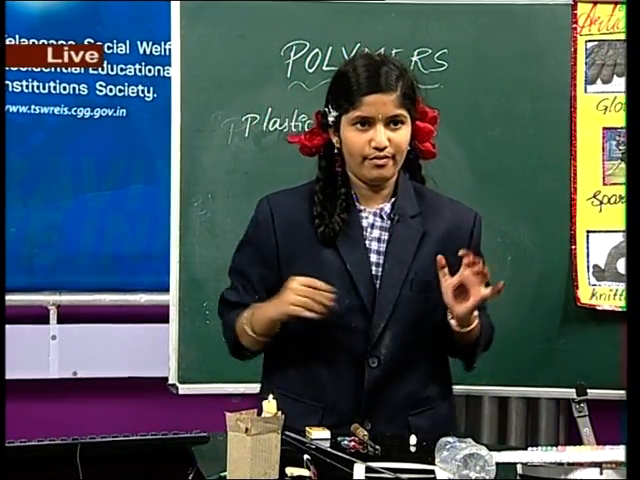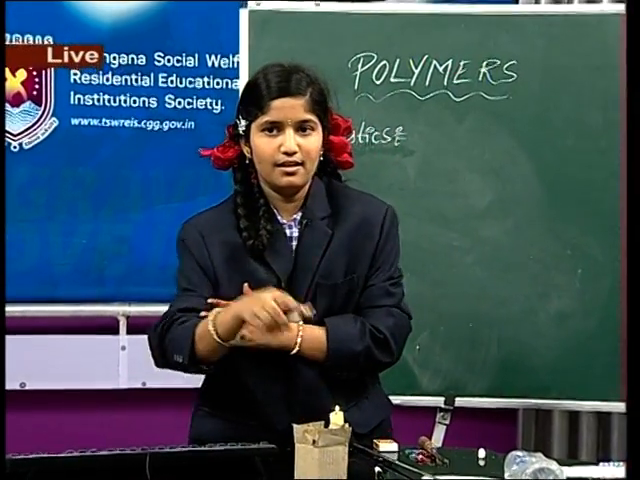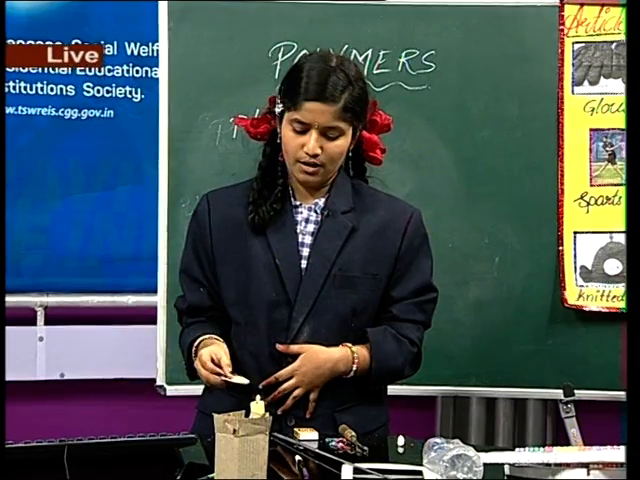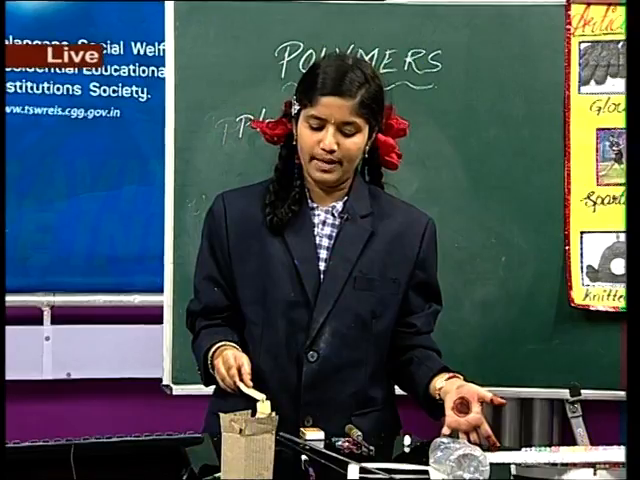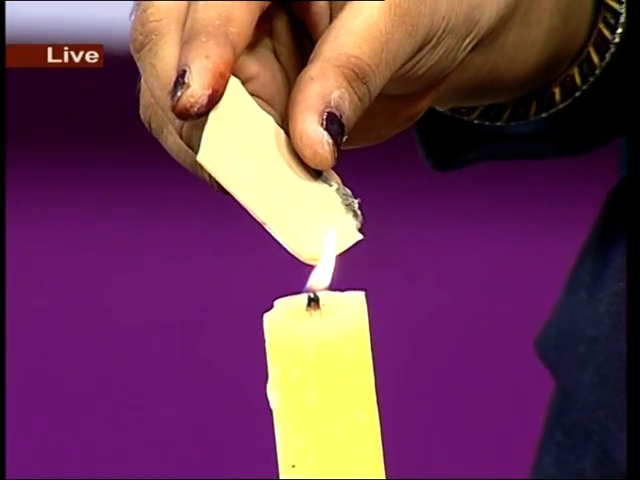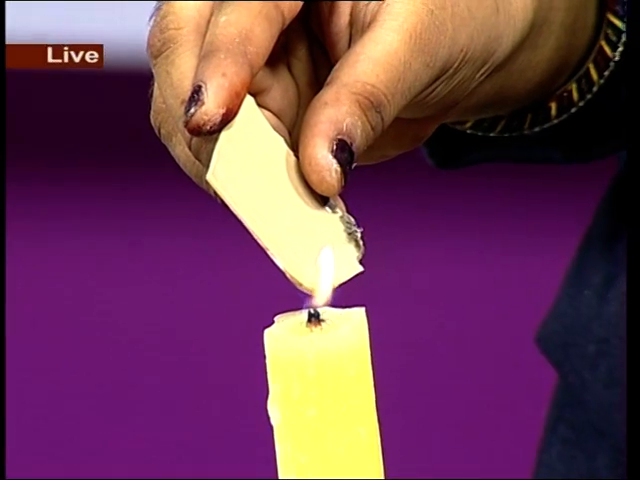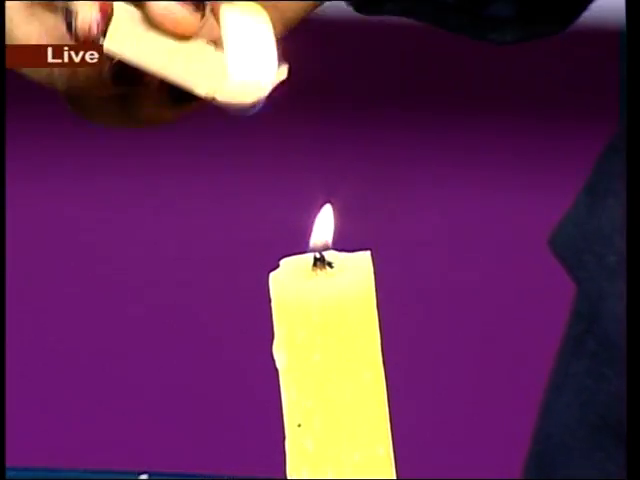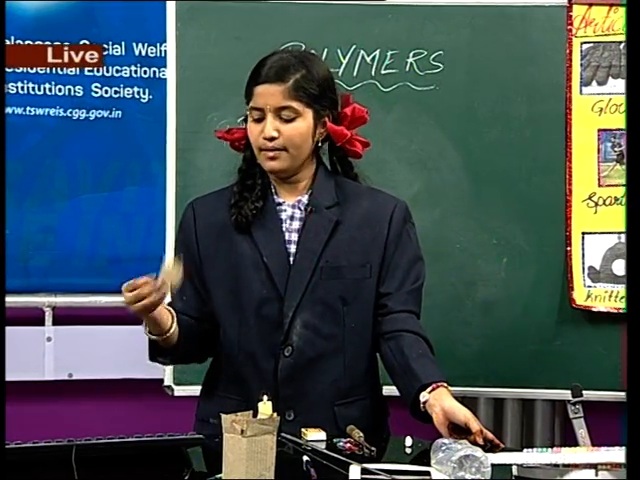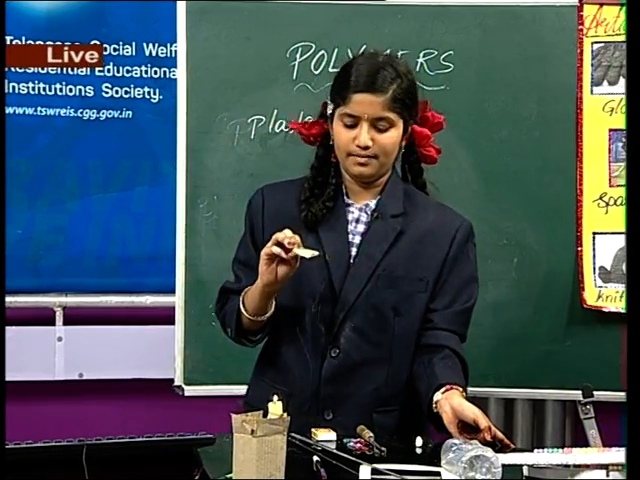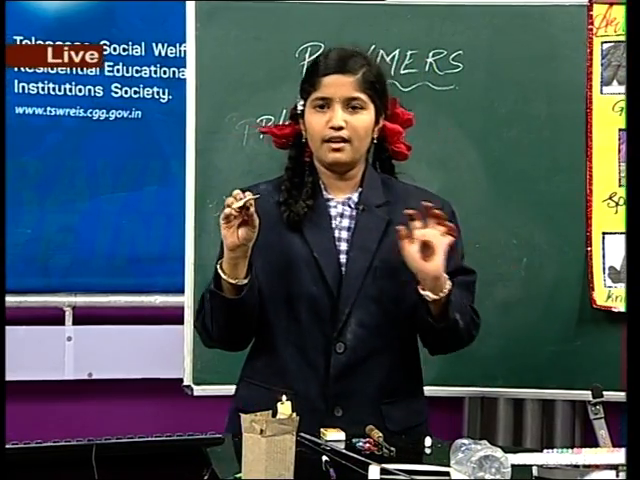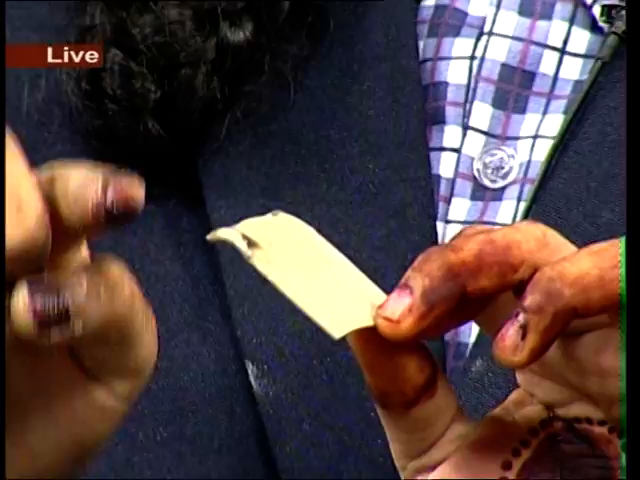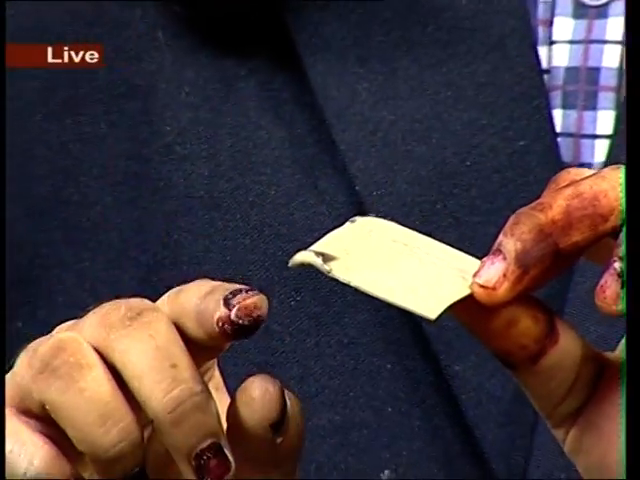Now we take another object, a piece of bucket. Now I am burning this piece of bucket. See here, it is burning. The piece of bucket can be deformed easily. So we can say this is also a thermoplastic.